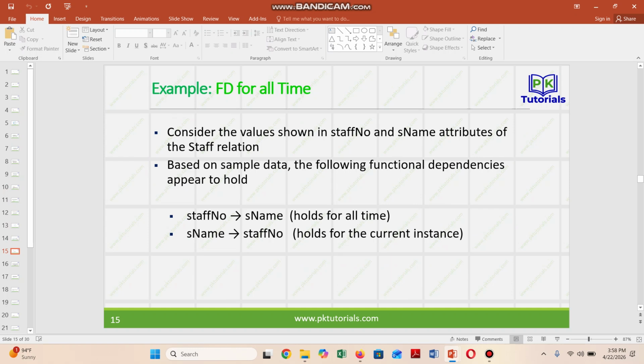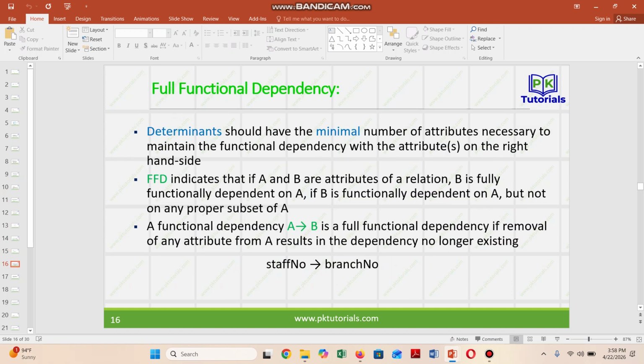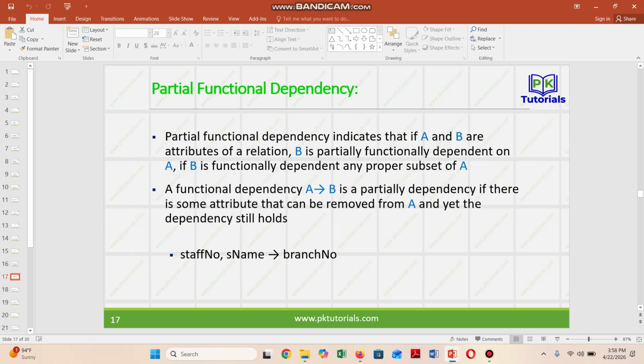In functional dependencies, there are two things: one is partial functional dependency, one is full functional dependency. Full functional dependency is normally when you have only one attribute on the left side, and on the right side there can be multiple attributes. Partial functional dependency means we have a composite attribute or a composite key on the left side. You have to remember this. If you don't have any composite key on the left side, then it is not partially dependent, and there won't be a need for partial dependency. That will be full functional dependency.